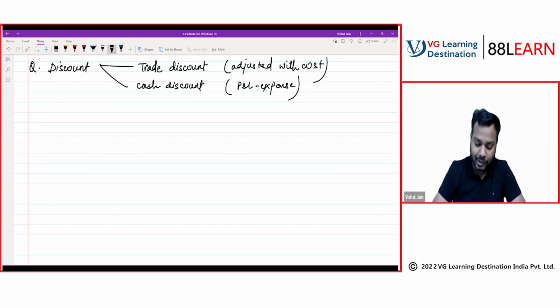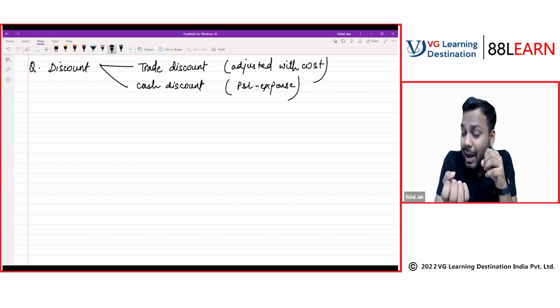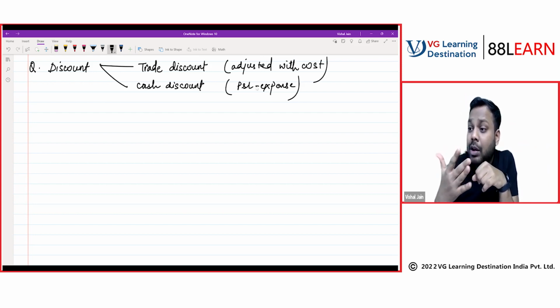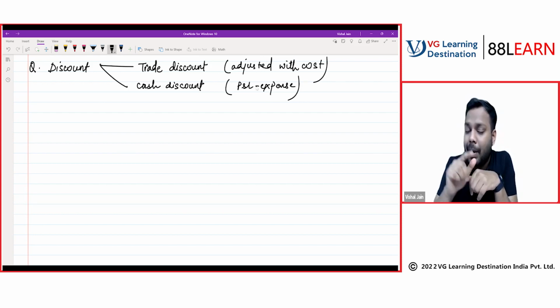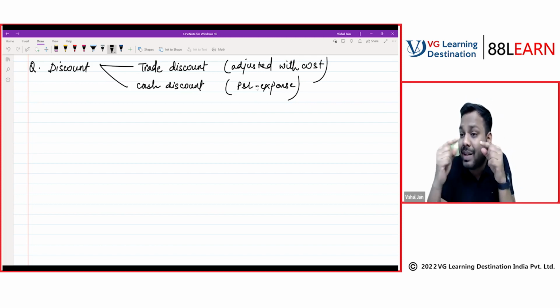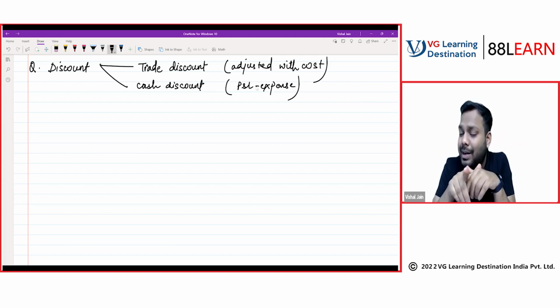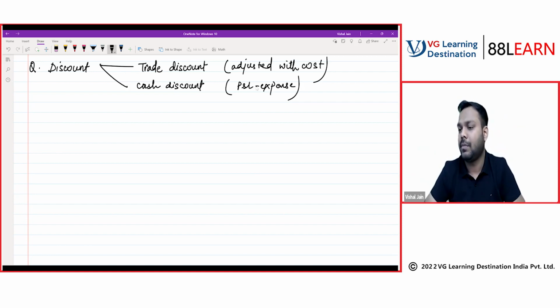Now what happens is, if I'm giving a trade discount, that is in the nature of promoting my trade. And if I'm giving a cash discount, that is given to receive the amount early. Now, if I'm giving a cash discount, do I have any future economic benefits? No, I don't. But if I'm giving a trade discount, do I have any future economic benefits? Yes, my business will increase. So that's the reason trade discount I adjust with the cost, but cash discount I send it to P&L. Do you agree with me?